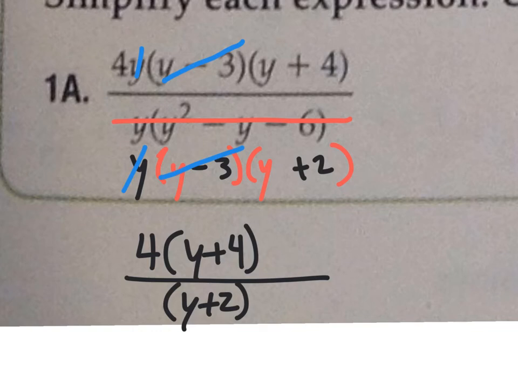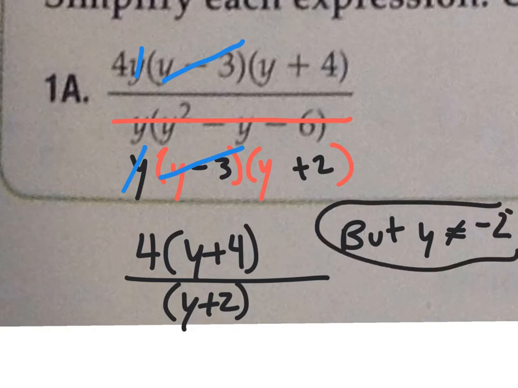And of course you also want to say, but y cannot be, what can it be? It can't be negative 2, because if it were negative 2, then negative 2 plus 2 is 0, and that would mess up the whole fraction. So y cannot be negative 2. That's your caveat. That's your extra detail about this answer.